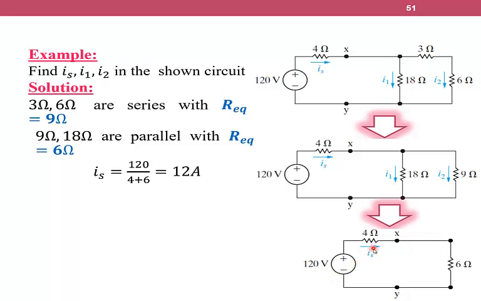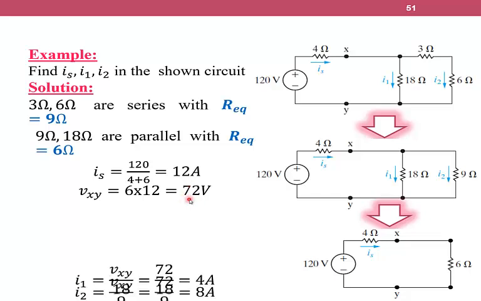So from Ohm's law, I is equal to volt over resistance. So we have here volt equal 120, and we have here the resistance of 6 plus 4, and I is equal to 12 ampere. Now we are going to calculate Vxy, which is the voltage across these points, which is equal to IS multiplied by the resistance, V equal IR. IS we have got from the last line, 12, multiplied by the resistance 6. So the result equals 72 volt.